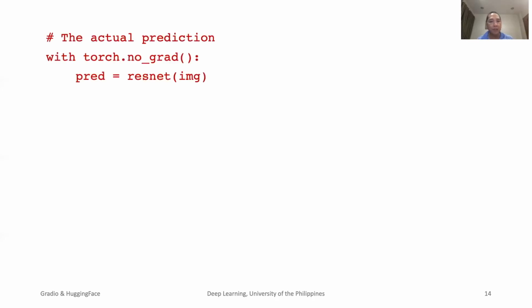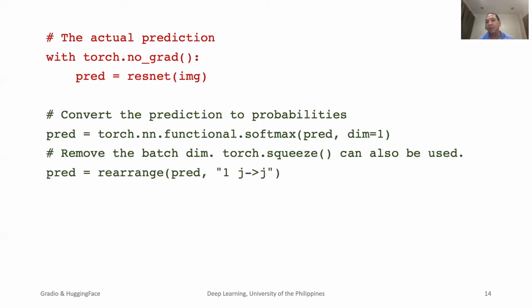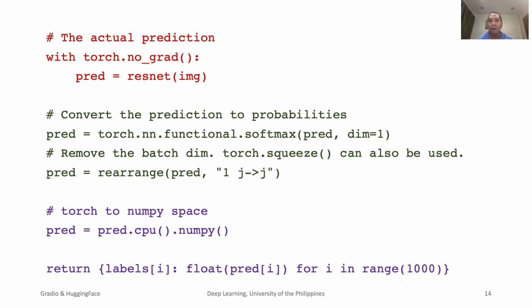After the pre-processing of data, the actual model prediction is done within Torch no-grad context. The prediction is then converted to probabilities. Lastly, after conversion to NumPy, the prediction is turned into a dictionary of label as key and probability as value. This is the required format of Gradio output label.